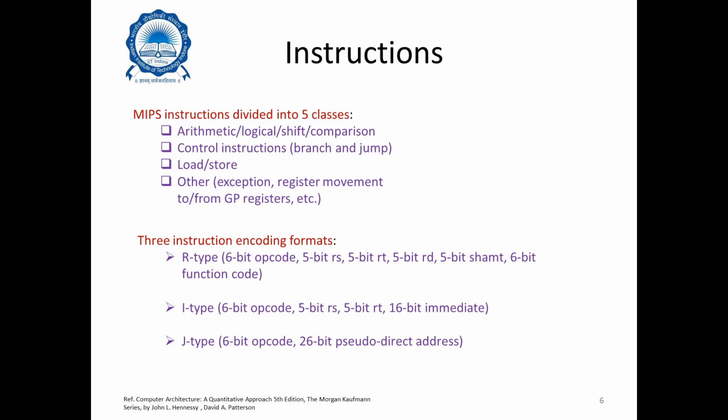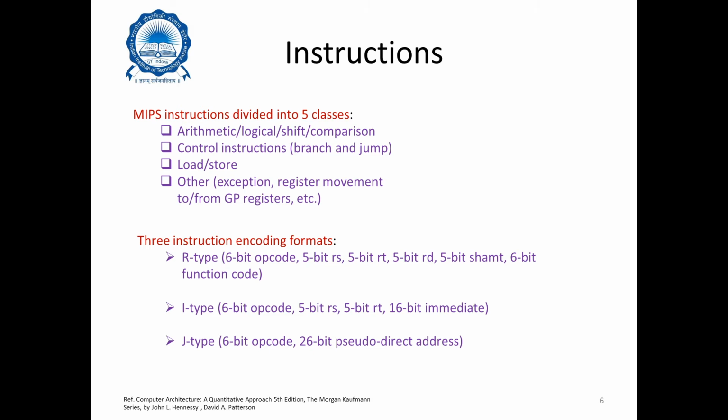Let us first classify the different types of MIPS instructions into categories. First we have arithmetic, logic, shift and comparison types. Then we have control instructions, which could be branch and jump. We'll talk about this later. Then we have load and store. Then we have others, such as exception, register movement to and from GP registers and so on.